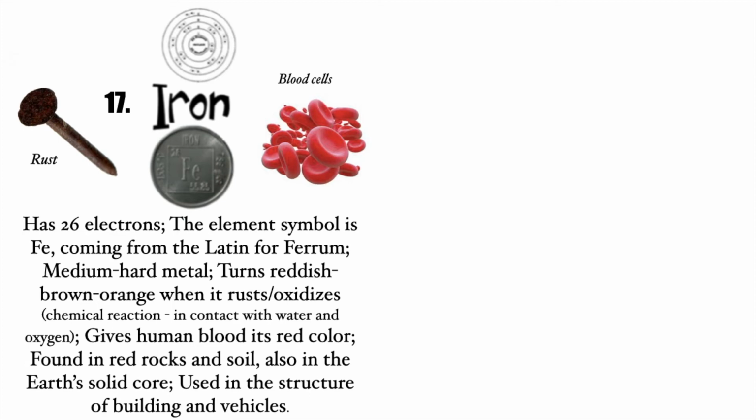Iron is used in construction. It's a medium hard metal. When it does rust or oxidize, reacting with oxygen and water, it will turn a brownish red orange color. Iron is also found in rocks and soil and the solid core of the earth.